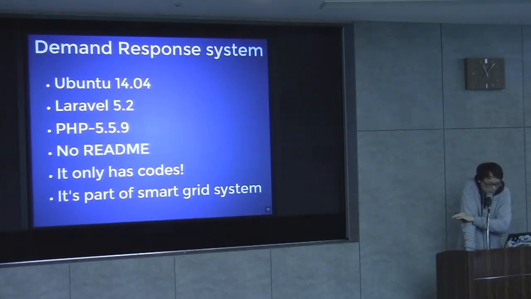So we can look at this system. This system is very old. The operating system is Ubuntu 14.04 and it uses PHP 5.2 and PHP 5.59, and the project has no README, and it only has the source code. So I have no README, so I just had to trace the source code to understand how it works.